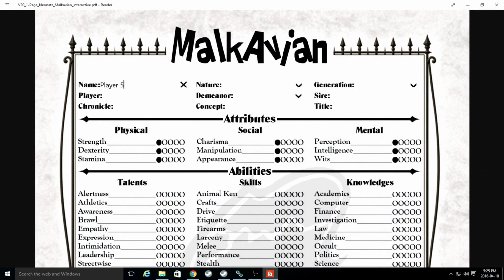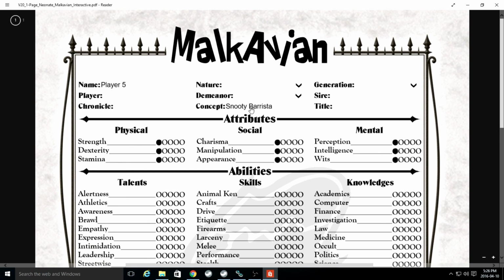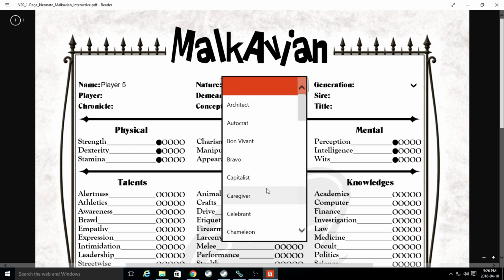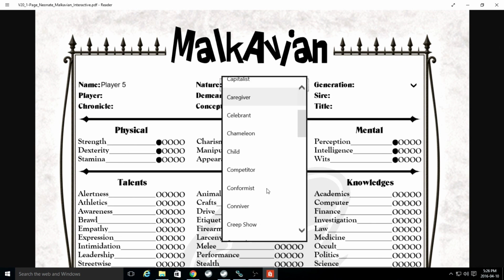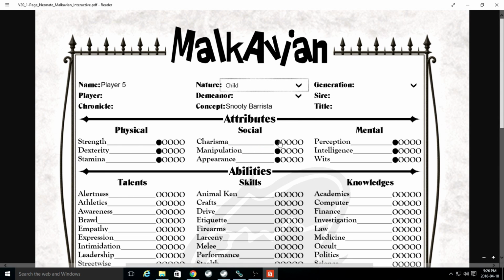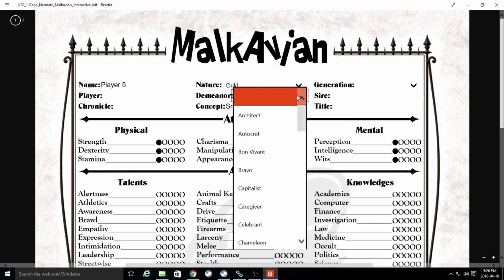Alright, we're back with our last template here. We're going to go with the concept of snooty barista. The snooty barista at the expensive coffee shop. That is our player number 5. And we're going to do a child nature. Kind of a bit of a rich boy, an entitled hipster, who wants what he wants when he wants it.